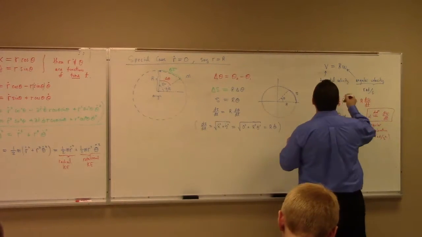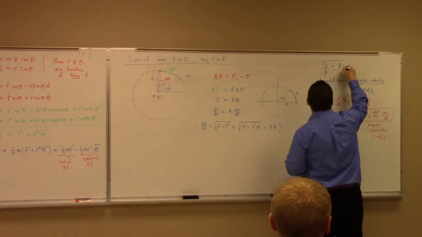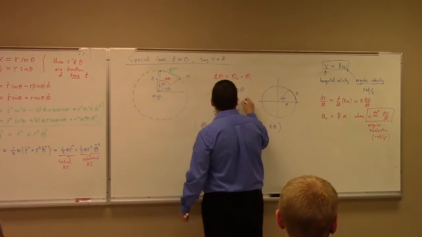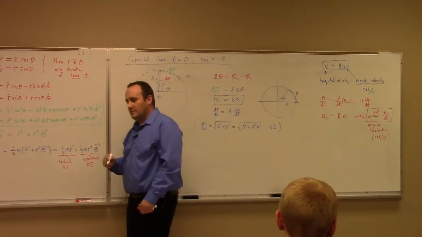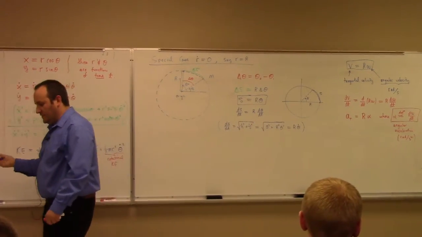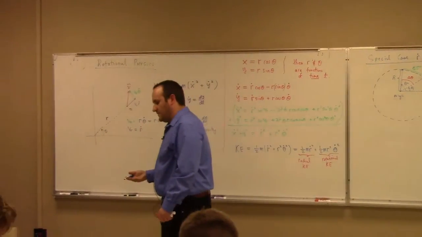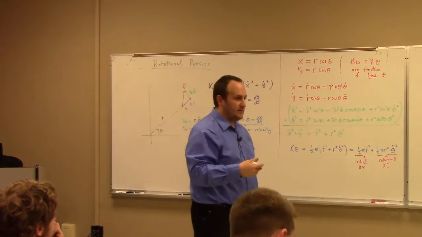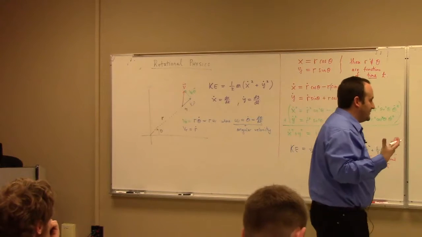Let's see here. So, excuse me. These are the relations between arc length and angle, between linear velocity and angular velocity, between tangential acceleration and angular acceleration. It's the bridge between worlds.